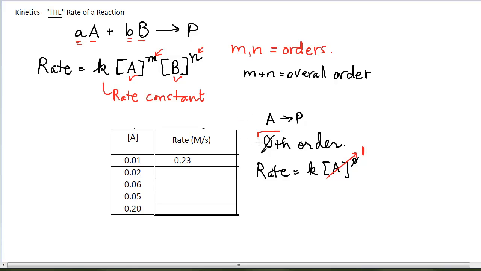So this one's actually easy if you're told that you have a zeroth order reaction. What that means essentially is that the rate doesn't change if you change the concentration of A. The rate stays constant. And so this one is very easy. It doesn't matter what the concentration of A is. The rate stays at 0.23 molarity per second, even as you change the concentration of A.